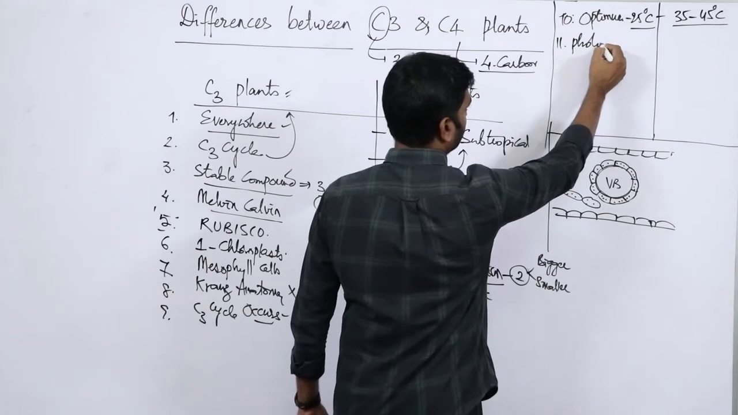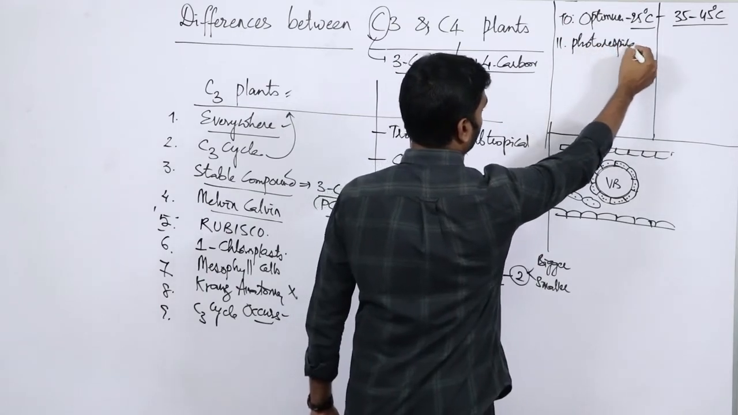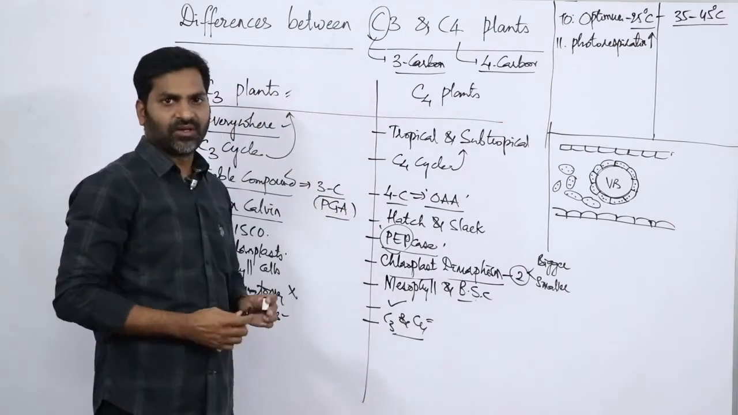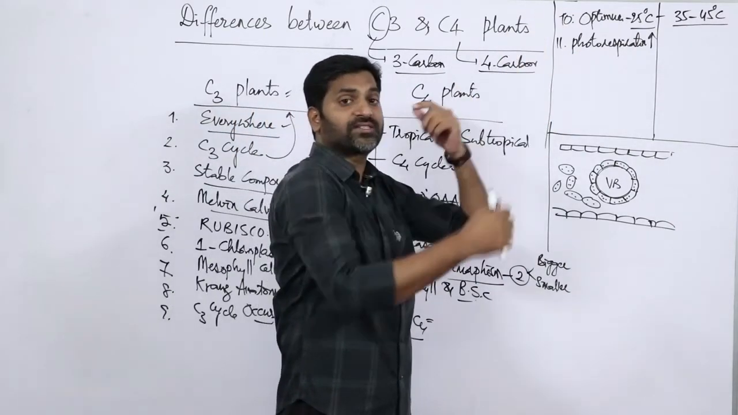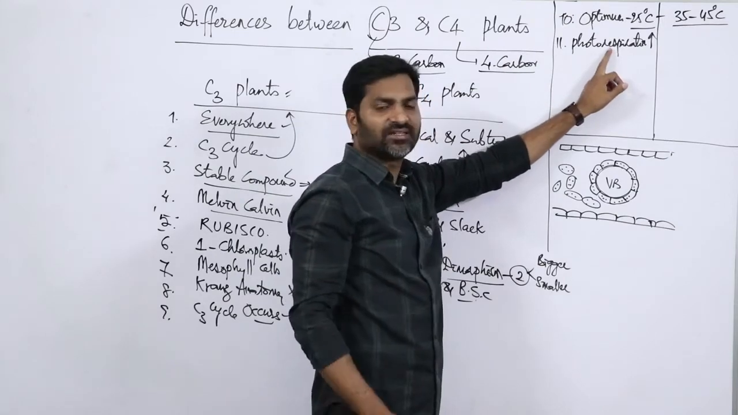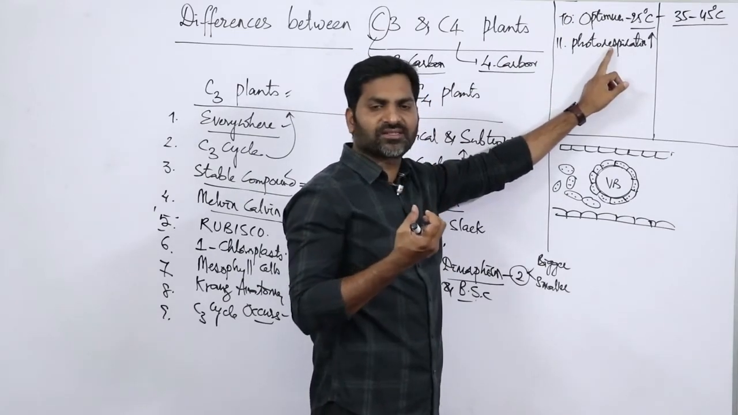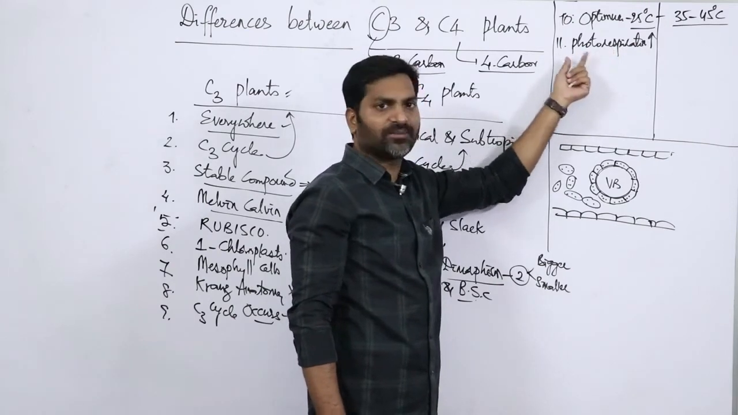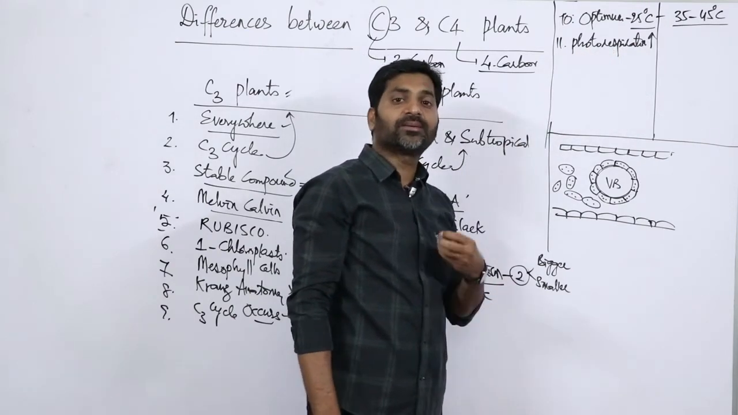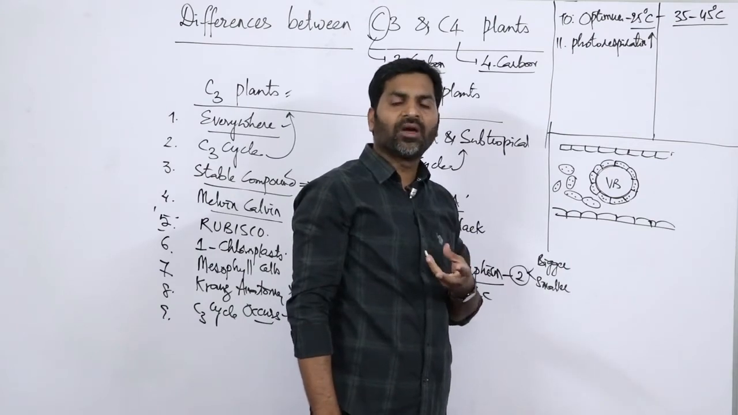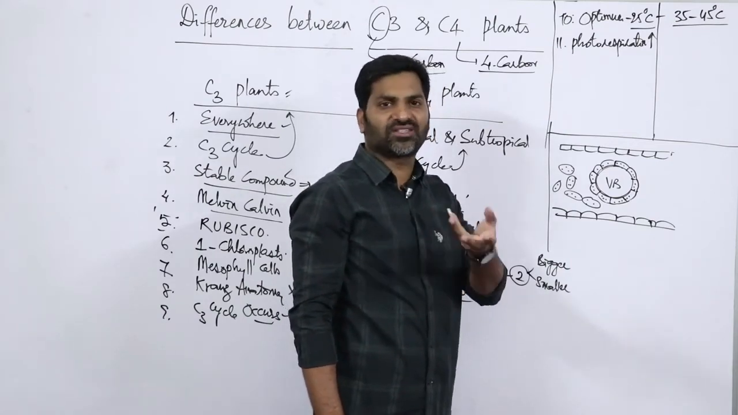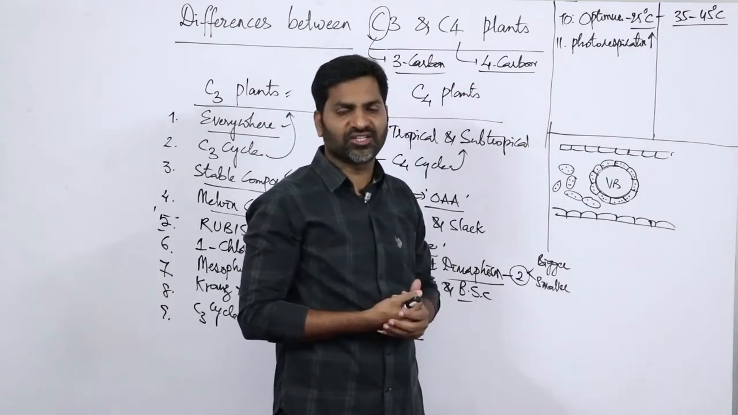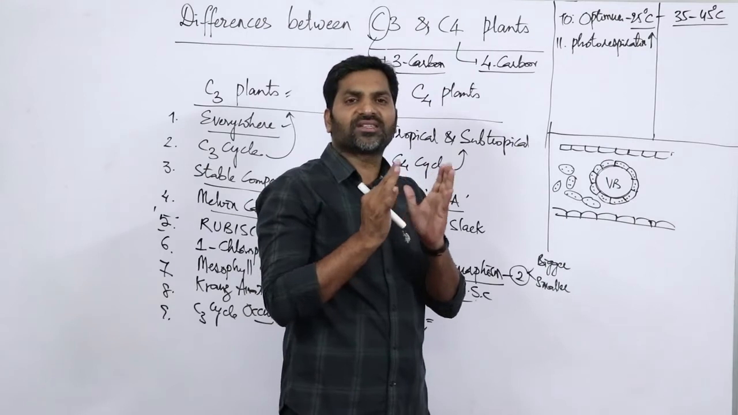Then number 11, photorespiration. Photorespiration is high in C3 plants. Photorespiration is nothing but the absorption of oxygen and the liberation of carbon dioxide. Photo means light. In the presence of light, some plants lose carbon dioxide, not oxygen. So there is a loss of carbon dioxide.